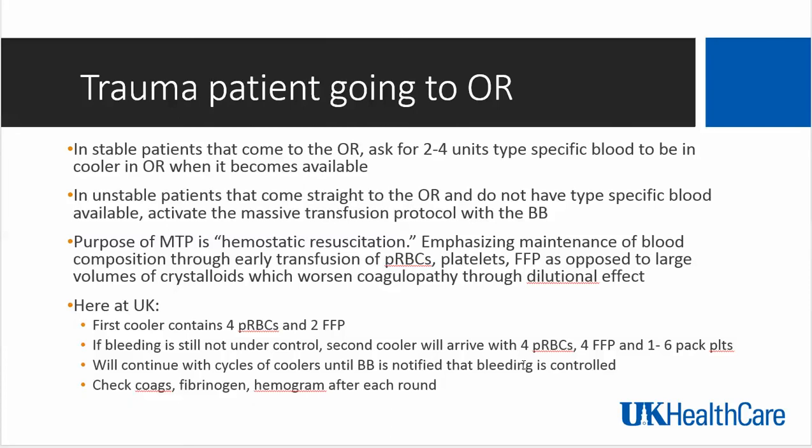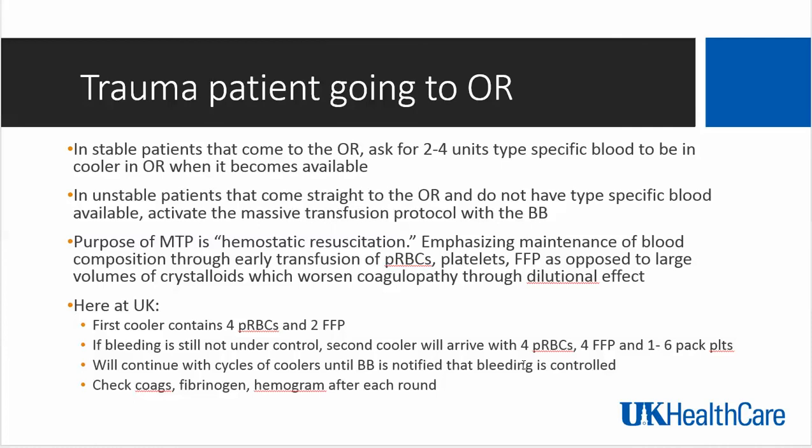In unstable patients that come straight to the OR and do not have type-specific blood available, activate the massive transfusion protocol with the blood bank. The purpose of the massive transfusion protocol is hemostatic resuscitation. It emphasizes maintenance of blood composition through early transfusion of packed red blood cells, platelets, and fresh frozen plasma, as opposed to infusing large volumes of crystalloids, which worsen coagulopathy through dilutional effect.